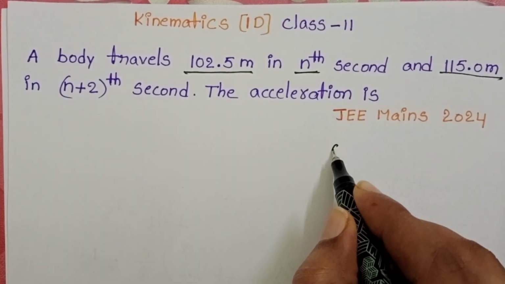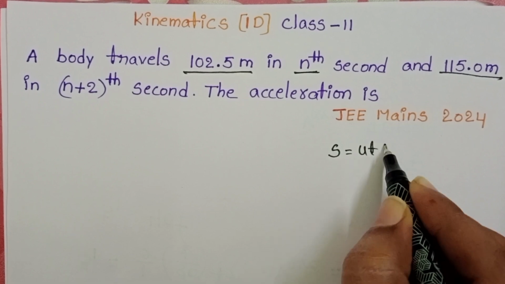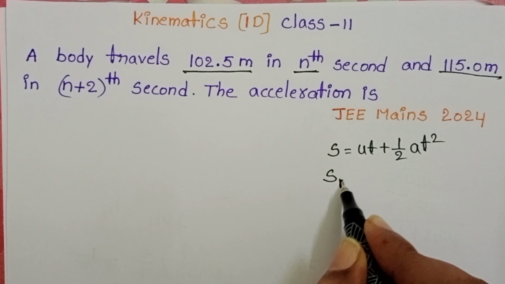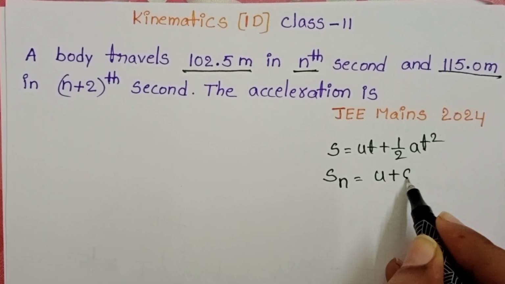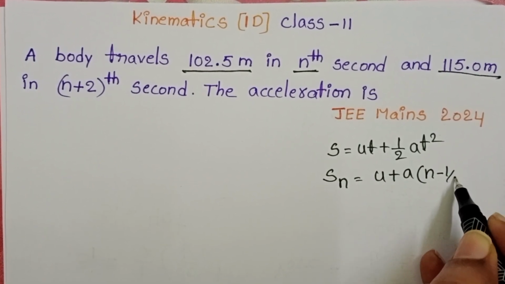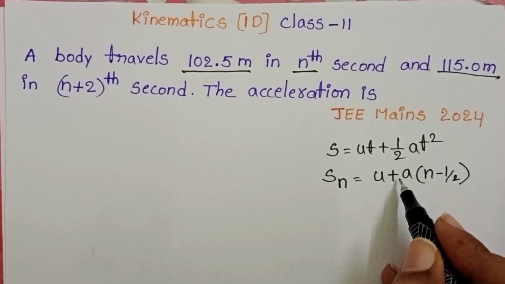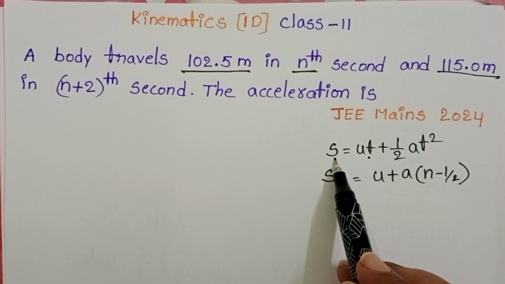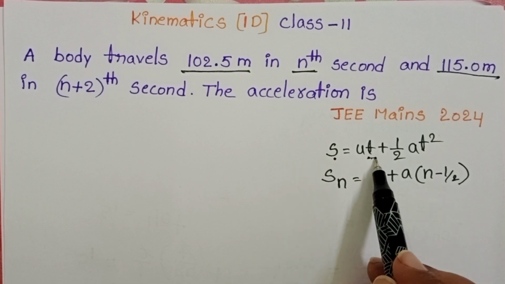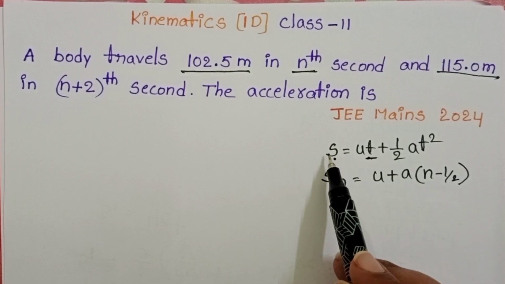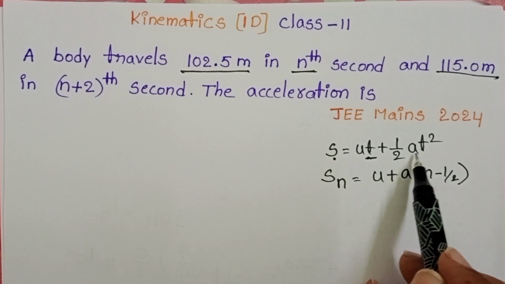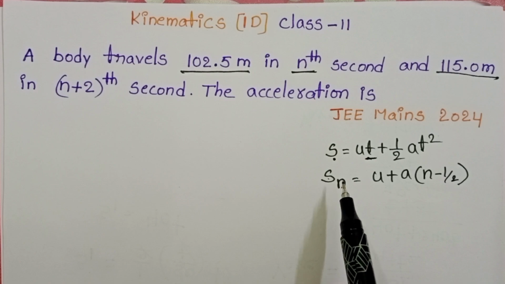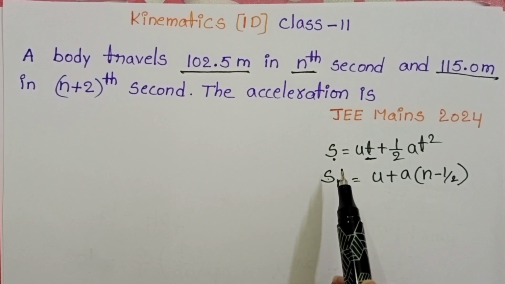We know the equations of motion: s equals ut plus half at square, and also Sn equals u plus a into n minus half. What is the difference between these two equations? Whenever we know the total time, the distance travelled by the body in the given time, this time t is a total time. Then take the equation s equals ut plus half at square. But Sn is the distance travelled by the body in a particular instant of time only.